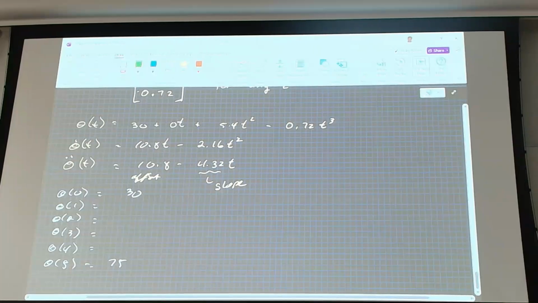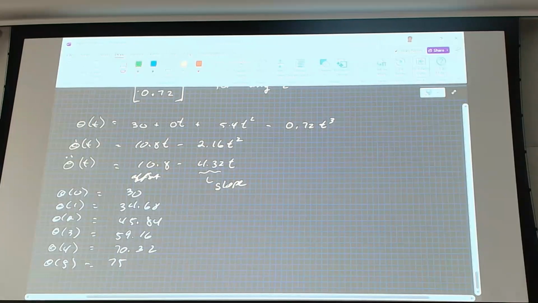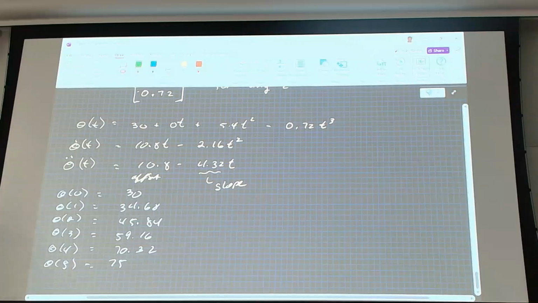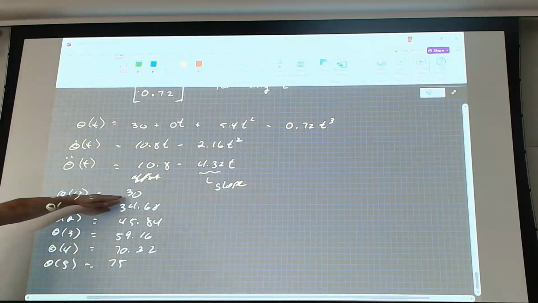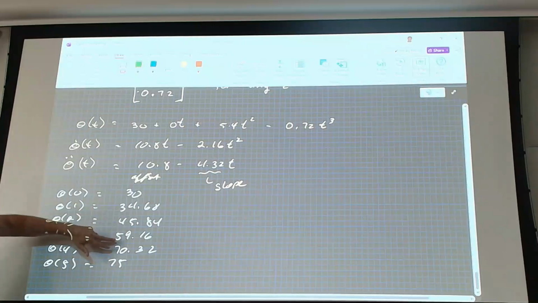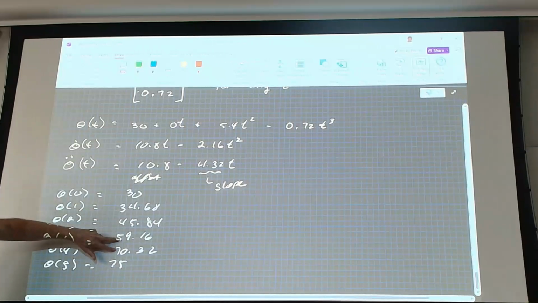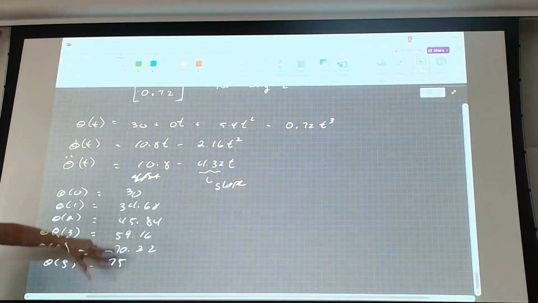Again, you put 1 second in, and we find we're going to get 34.68. Then we're going to get 45.84, 59.16, and 70.32. So if we look at these deltas, it's got 4, then we went to 9, went to a pretty big number, and then we kind of backed off, right?